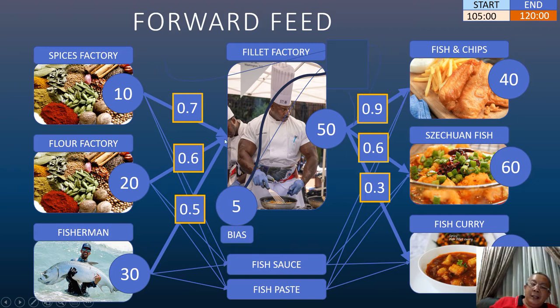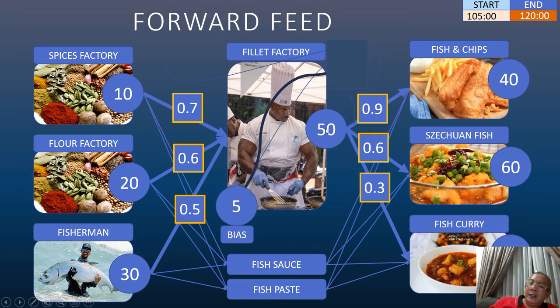So maybe what it means here is that flour is more important to you than fish because your formula is like that. Maybe for somebody else, the spice is more important, and then flour is also more important, fish not so important. Maybe for somebody else, fish is more important than the rest. So it depends on your formula for producing your fish fillet. And then somehow you do a transformation, and you can produce 50 fish fillet.